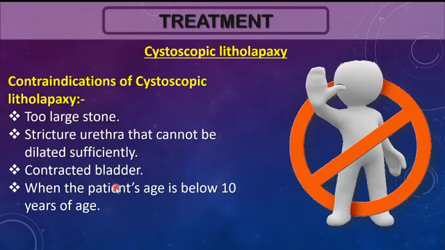Or whenever the patient has a urethral stricture that cannot be dilated sufficiently to negotiate the cystoscope. For that reason, it is a contraindication for cystoscopic litholapaxy. Another one is contracted bladder. It is a very important thing. Contracted bladder, another name for which is thimble bladder.